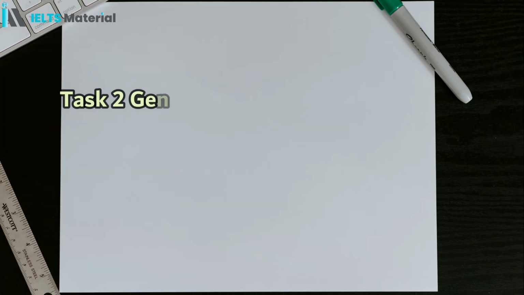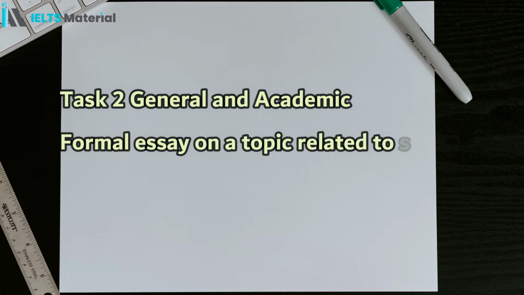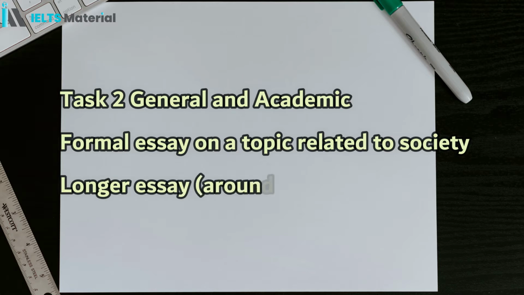Now I'm going to cover the Task 2 general and academic. There are some websites out there that tell you that they're different. Well, they're not. Both of them, it's a formal essay on a topic related to society. It's a longer essay, usually around 5 paragraphs, where you must go into detail and give examples.